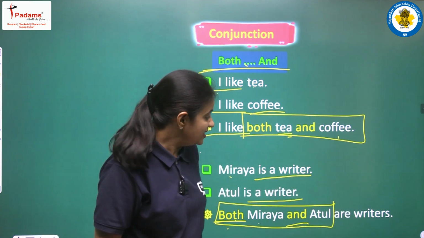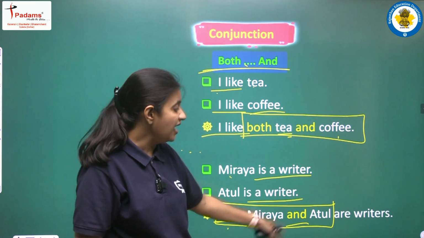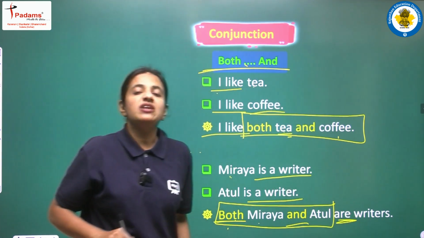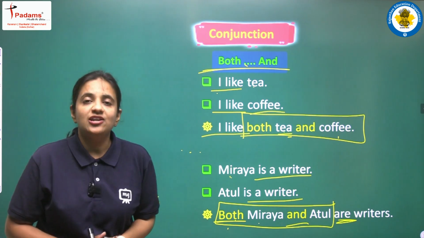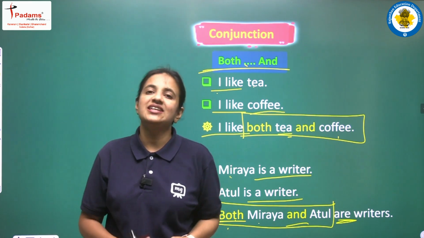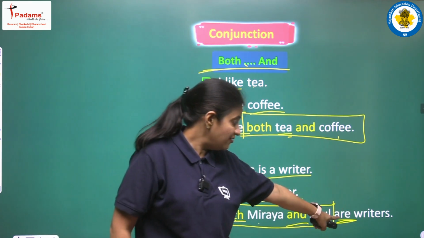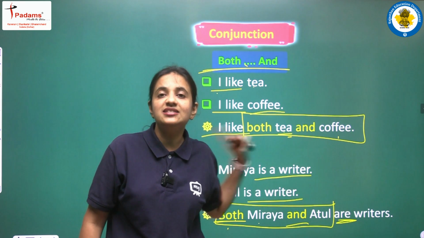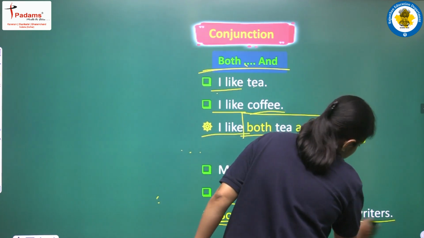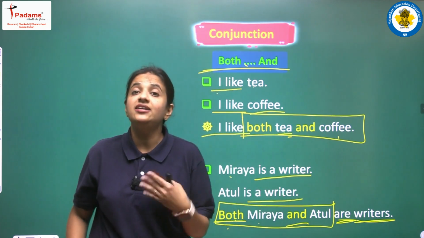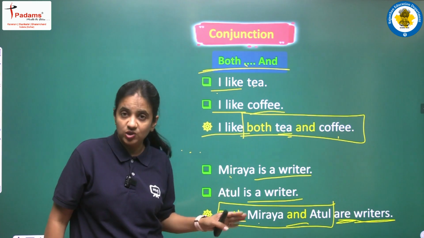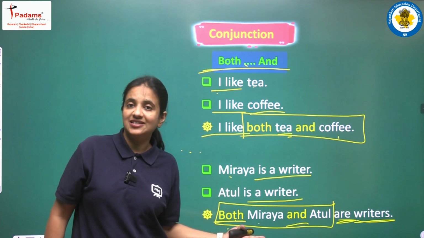Right? And the complete sentence will be: both Miraya and Atul. And now here, students, be very careful when we are using both and joining the subject. Obviously now the subject is in the plural form, so for that we have to write the helping verb that is related with plural subjects. And in the place of writer we have to write writers, and the complete sentence will be: both Miraya and Atul are writers.